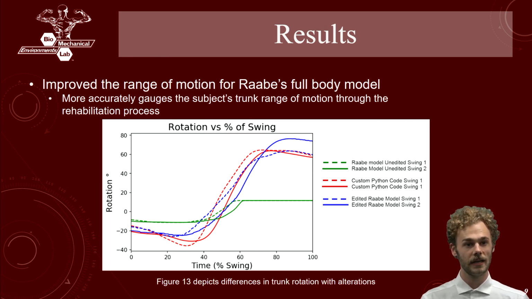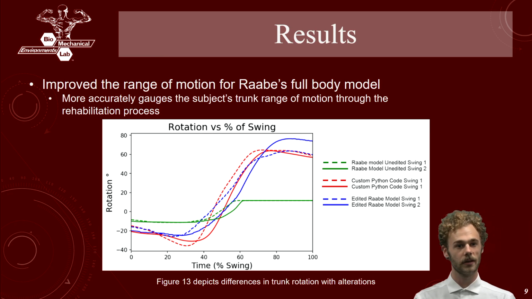When comparing my edited Robby model's red graph results to the green graphs, you can see the improvements I made allow for the subject's full range of motion to be calculated. We can confirm that we made progress towards improving the accuracy of trunk rotation in existing models by comparing these results to the blue baseline results created by the custom Python code that my graduate student Joe made. Overall, though, you can see that these changes improve the accuracy of the model, and improving the model's accuracy, again, helps us better gauge a subject's effort during the rehab process.